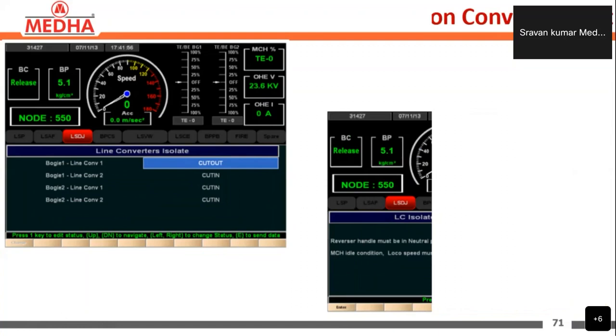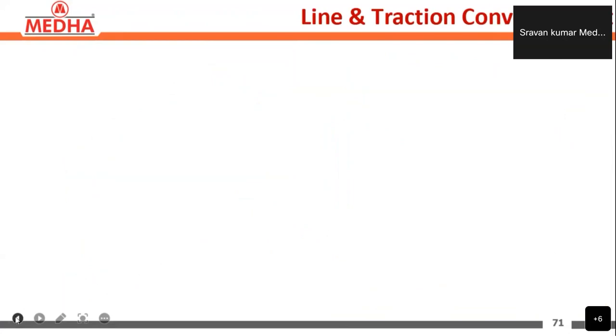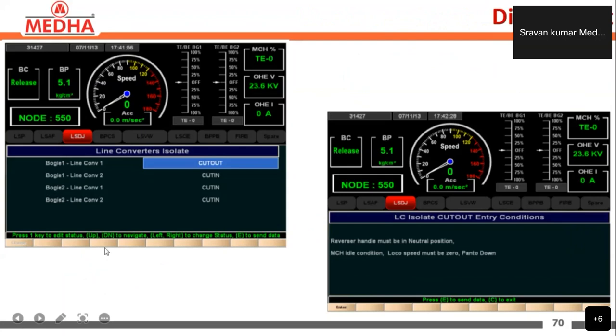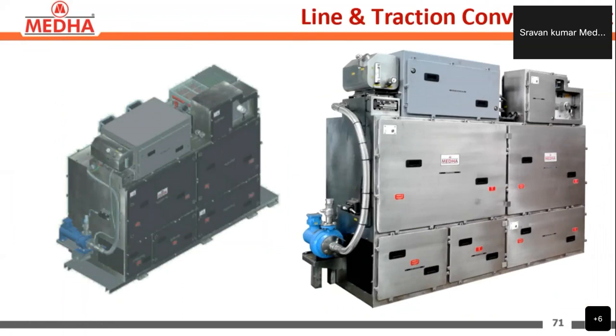So up to now we have discussed the display unit. The display session is completed up to here. Next we will be moving to the next subassembly, that is the line and traction converter. Here we can see the physical appearance of the line and traction converter unit. So this is the line and traction converter unit.